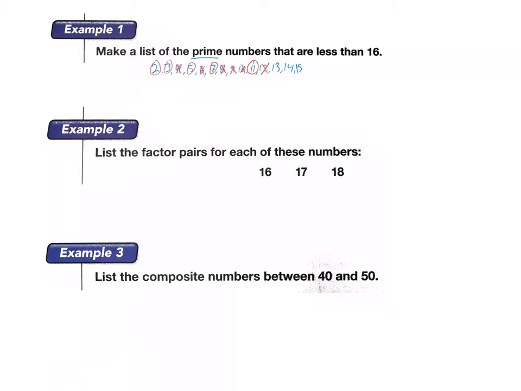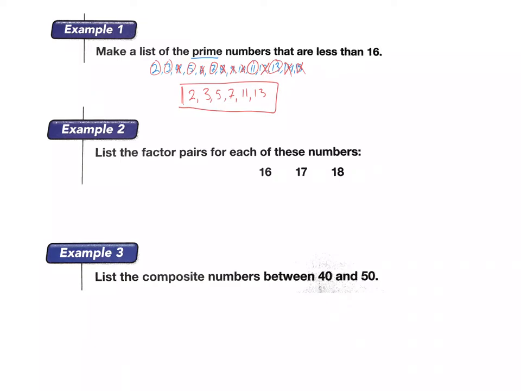13, I'm thinking 2 is not a factor of it. 3, 4, 5, 6, 7, 8, 9, 10, 11, 12, none of those are factors, so that's going to be just 1 and 13. 14, I can do 1 and 14 or 2 and 7, so no. And 15, I can do 1 and 15 or 3 and 5, so no. So all the prime numbers that are less than 16 are 2, 3, 5, 7, 11, and 13.